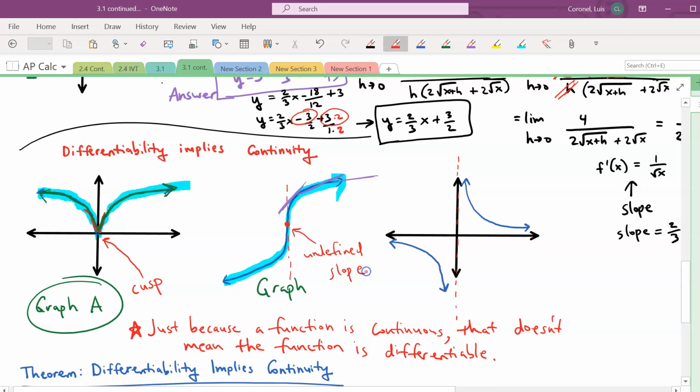So what we're saying is, you could have a continuous function, but there could be a place on the graph where there is no derivative. The derivative is hard to determine. The derivative is undefined. That was graph B, the middle graph. Let's look at our last graph, graph C.